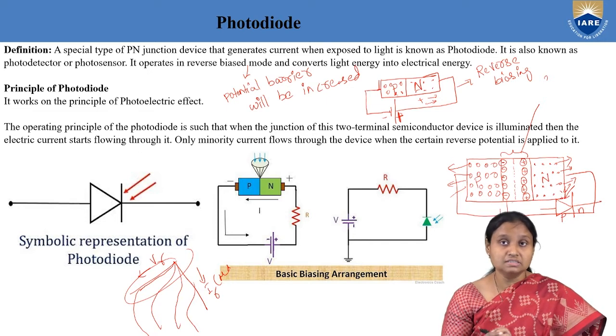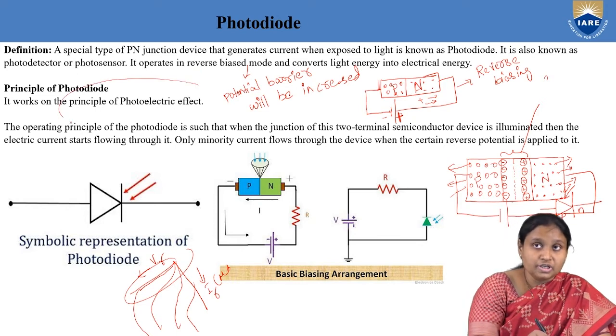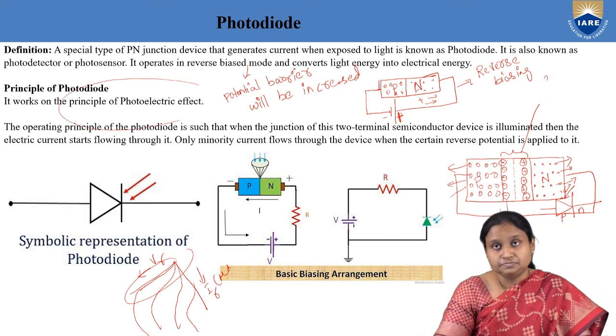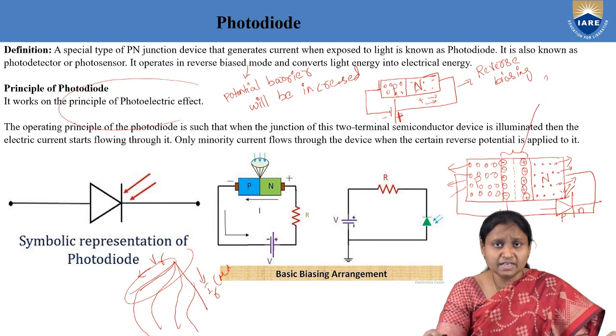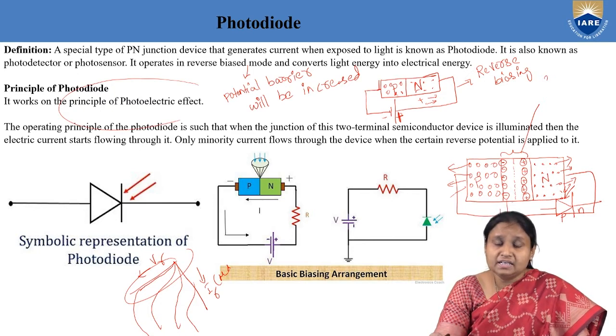So as you can see, what is the main principle of a photodiode? The main principle of a photodiode is the photoelectric effect. So what is the photoelectric effect? As you can see here, photo refers to light, and electric refers to current. So here, when a reverse bias diode is exposed to light, there is an increase in reverse current.